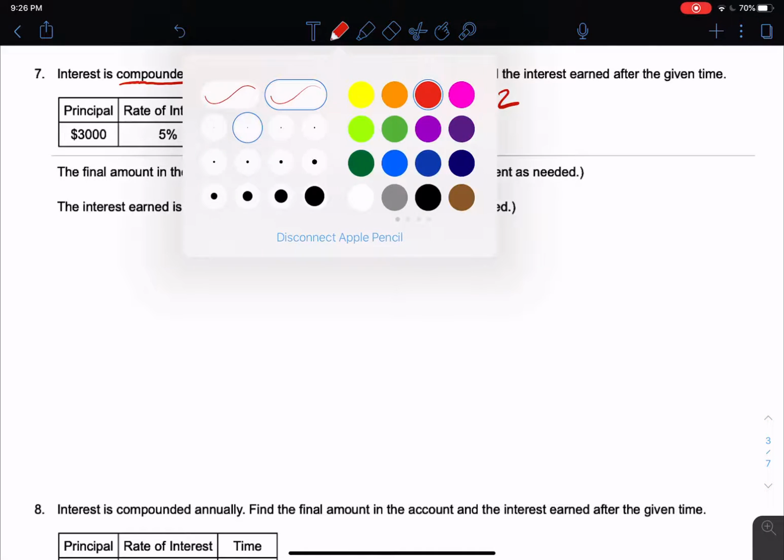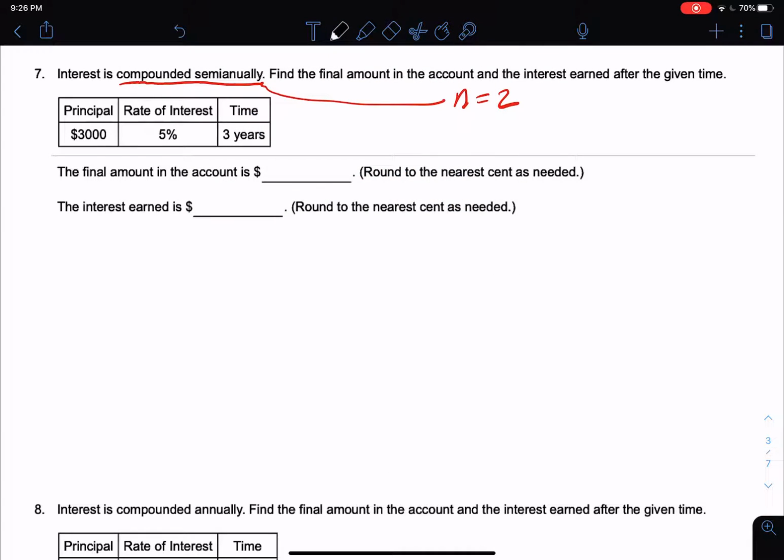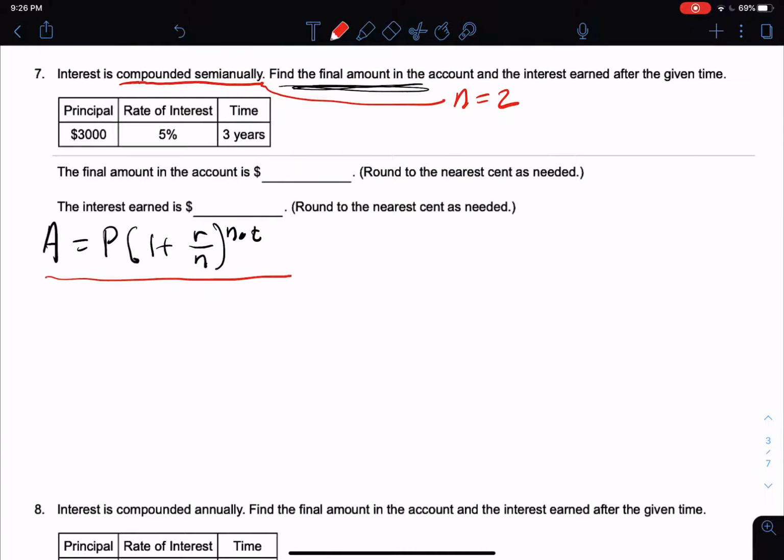Okay, so what was that formula again? Well, I'm just going to write it down again, just to kind of hammer it. Remember, this is interest compounded semi-annually. Find the final amount. When you're finding the final amount, that's another way of saying future value. So the final amount or future value of this money is going to be the same formula I had before, which is amount equals principal times 1 plus the rate divided by n compounding periods, raised to the n compounding periods times time. Once again, that is our formula.